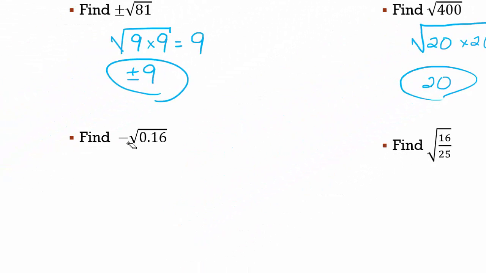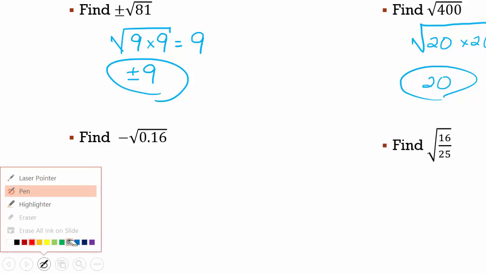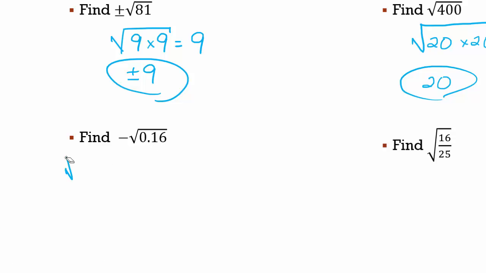Now this negative outside means I'm looking for the negative root of 0.16, or 16 hundredths. If this negative were inside, we would have a little bit different animal, but it's on the outside, so that's what we're concerned with. So this is the negative square root of 16 hundredths. Now, you may intuitively know that if we only wanted the square root of 16, well, you may know that 4 times 4 is 16. So really, if we wanted the square root of 16, we know that's 4.